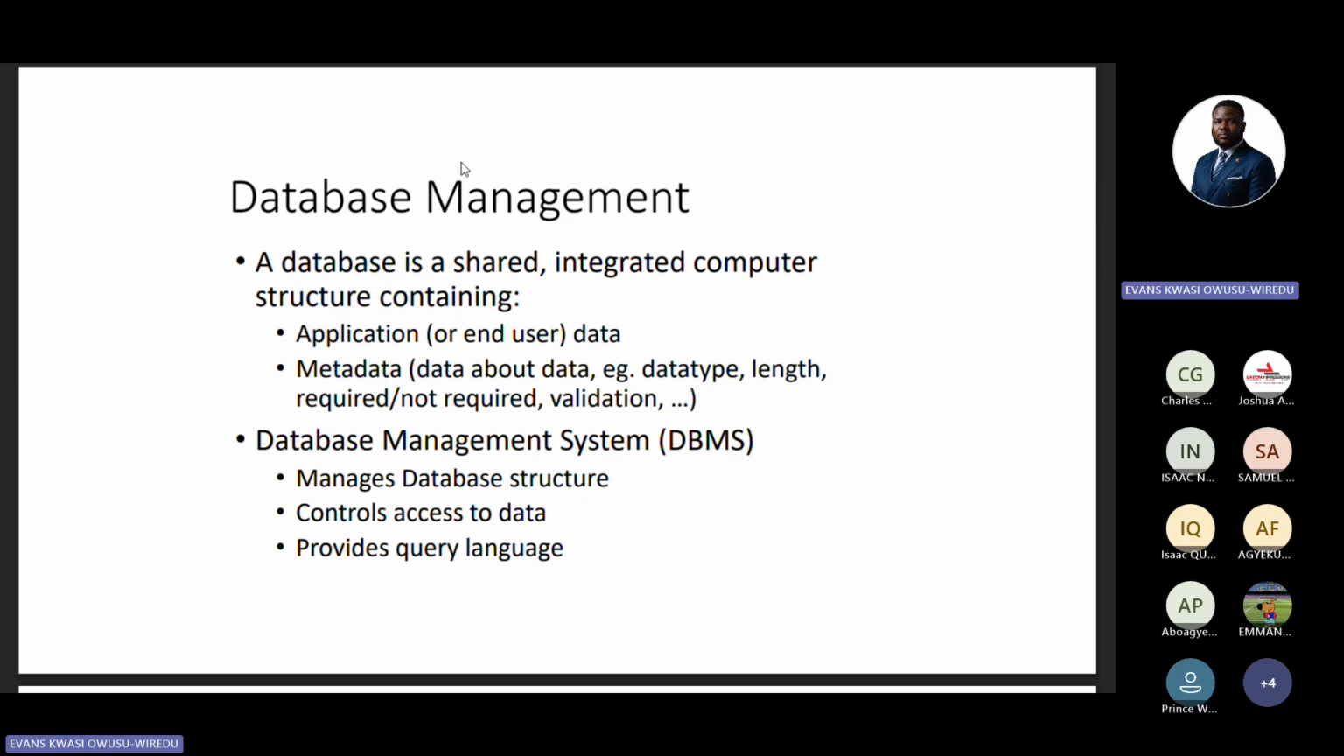And also, it provides query language. So one of the terms we are going to see throughout this course is the word query, right? It's basically when you have made a request to fetch data from your database management system, basically, right? So that's what it means.